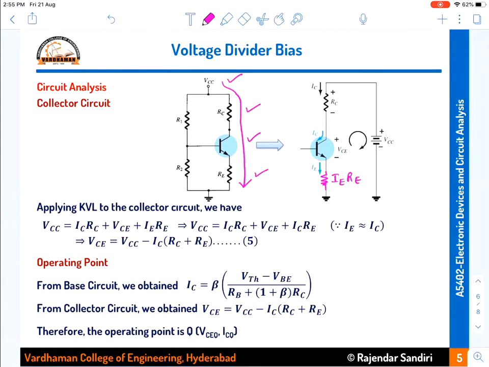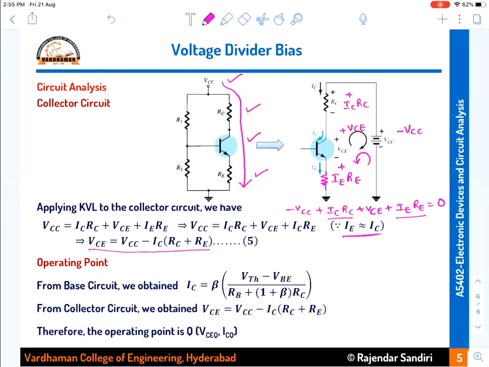Okay, so minus VCC plus ICRC plus VCE plus IERE. If you write it in the anti-clockwise direction like this, then you will get the equation as minus VCC plus ICRC plus VCE plus IERE is equal to 0. Is it okay? So then you will get from this equation VCE is equal to... here ICRC is there, IERE is there. I am taking IE is equal to IC, or you can even write IB plus IC, and IB is equal to IC by beta.